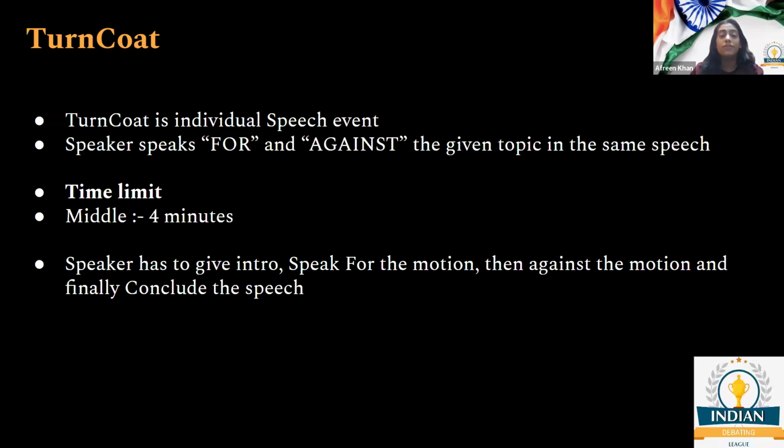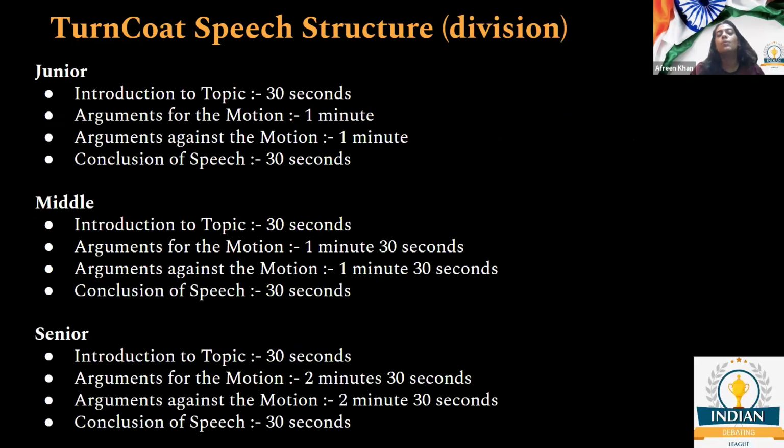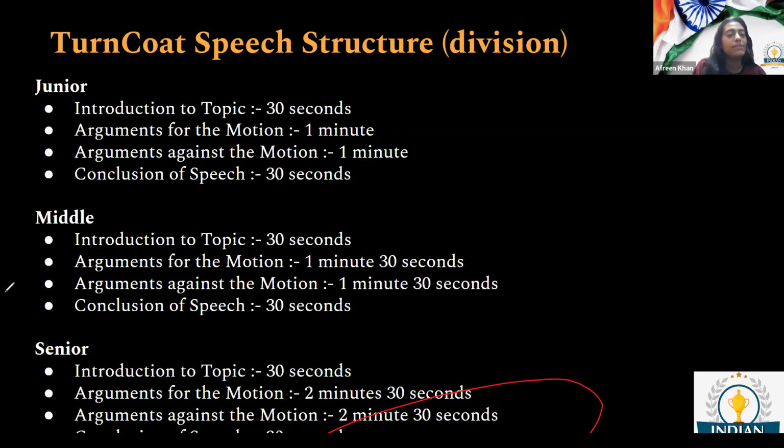And I'm going to tell you what the division of your speech should also look like. So here's what the division of your speech should look like. And this is specifically for you to be able to efficiently utilize your time, and so you make sure that you're actually balancing out both sides, which is proposition, which is for the motion, and against the motion. Because you're in middle category, you're supposed to first give 30 seconds introduction, then give arguments for the motion, which is for 1 minute 30 seconds, and then argument against the motion, which is for 1 minute 30 seconds, and then conclusion of speech, which is going to be for 30 seconds.